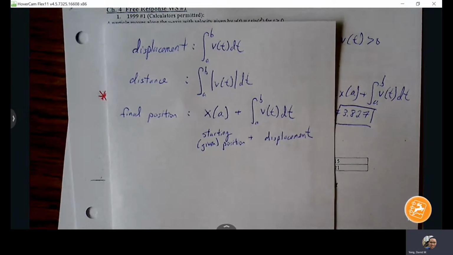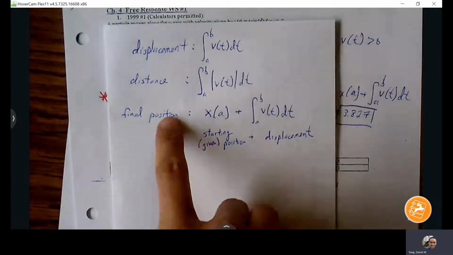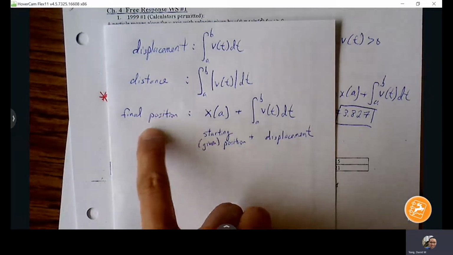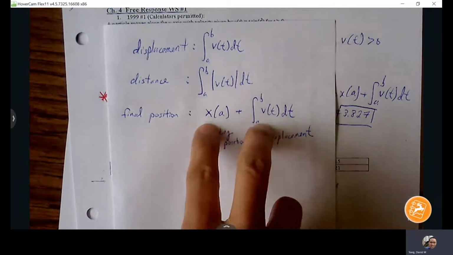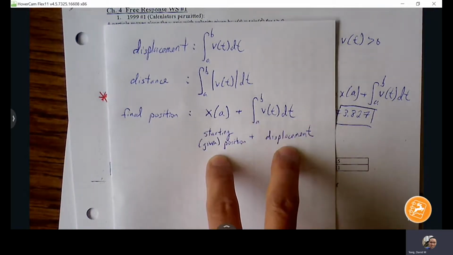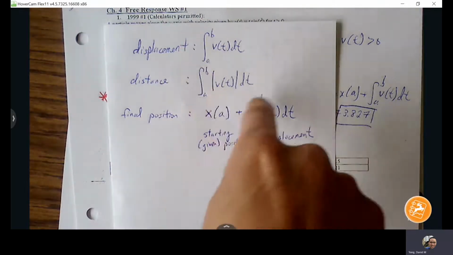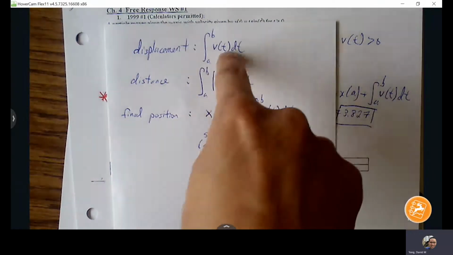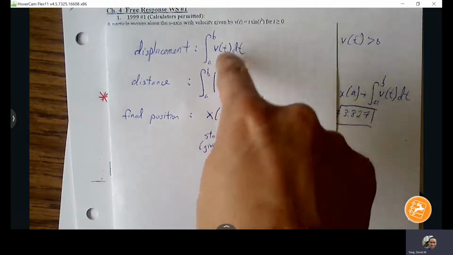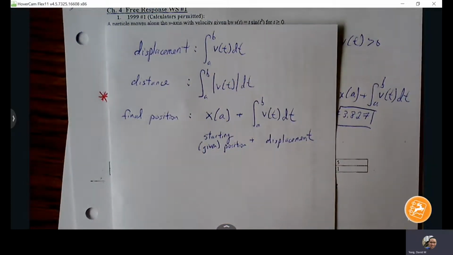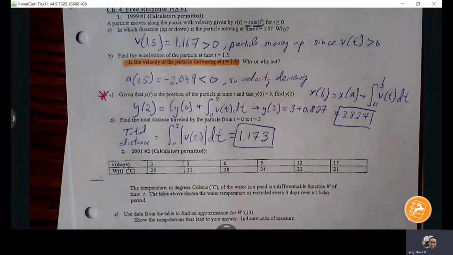I have it on the board there as well. Displacement is just the definite integral. Total distance is just the definite integral of the absolute value. If it's looking for a final location and it gives you a starting point, then that's when you have to add it to displacement. I see students add that starting position to these two problems, and that's not going to be correct. All right, let's look at number 2.